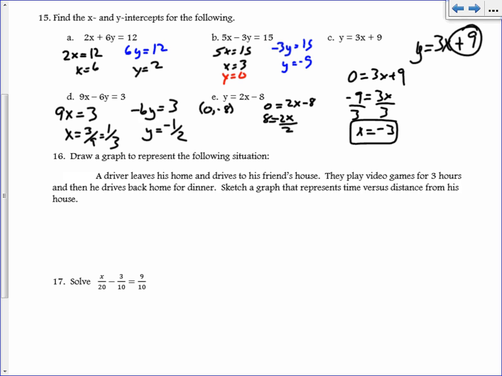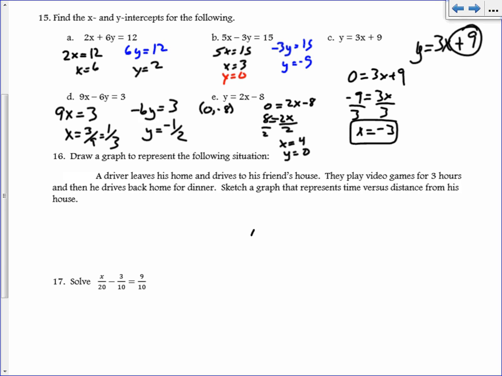Divide by 2, and x equals 4. So (4, 0). This is a point, and that's a point. You call them the x-intercept and the y-intercept. Could you find the slope that way? Could you find the slope now?